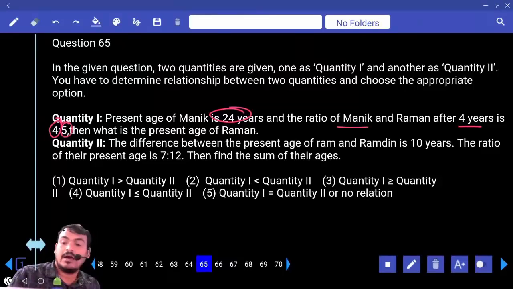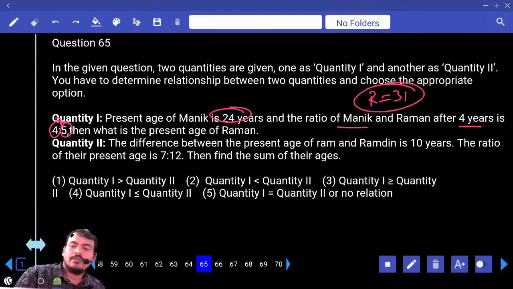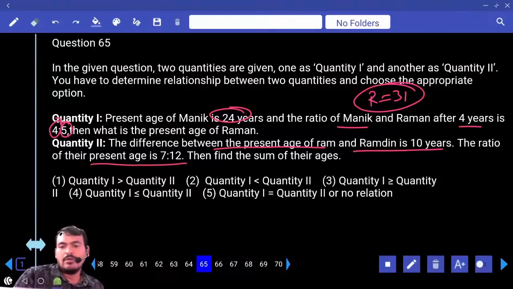That 35 is the Raman age after how many years? 4 years. After 4 years 35 means present value 31. Then Raman present age is how many years? 31. Next, quantity 2: The difference between the present age of Ram and Ramdin is given how many years? 10 years. The ratio of their present age is given 7:12. What is the question here?